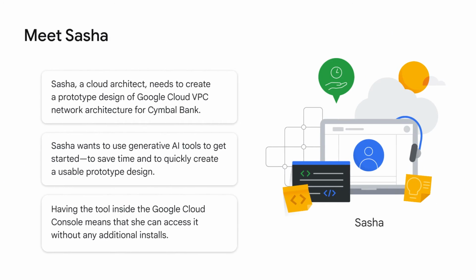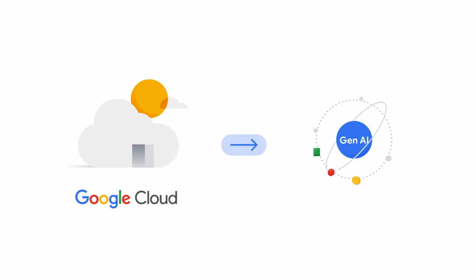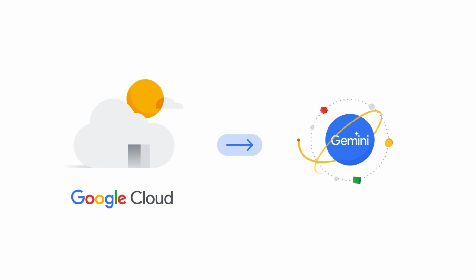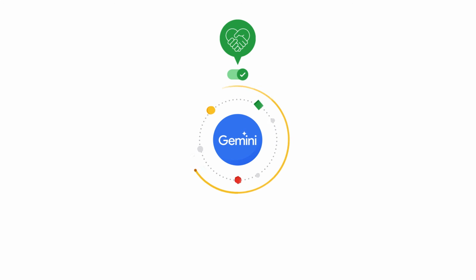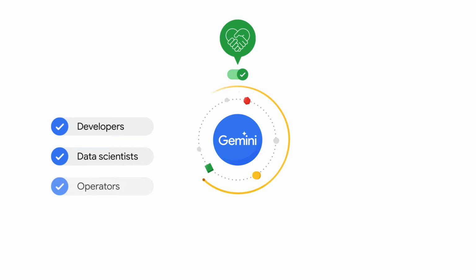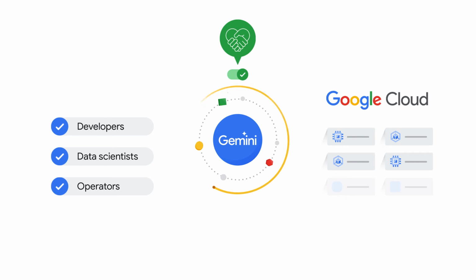Okay, but knowing where the sun is will not help Sasha with her current task. Luckily for Sasha, Google Cloud offers a generative AI model called Gemini, which can act as an always-on collaborator. This Gen AI-powered assistant can help a wide range of Google Cloud users, including developers, data scientists, and operators. To provide an integrated assistance experience, Gemini is embedded into many Google Cloud products.